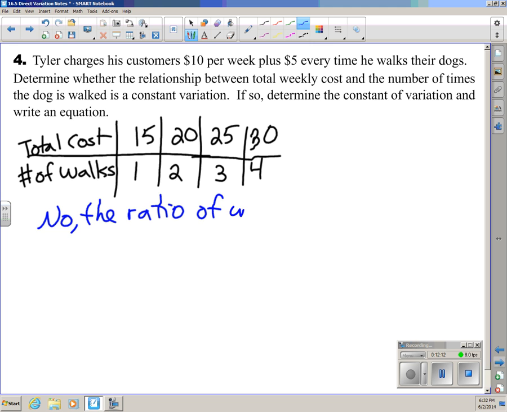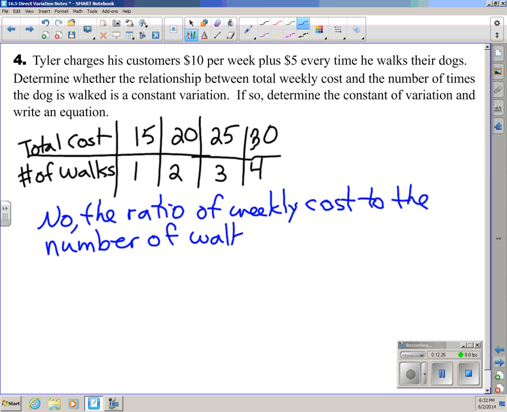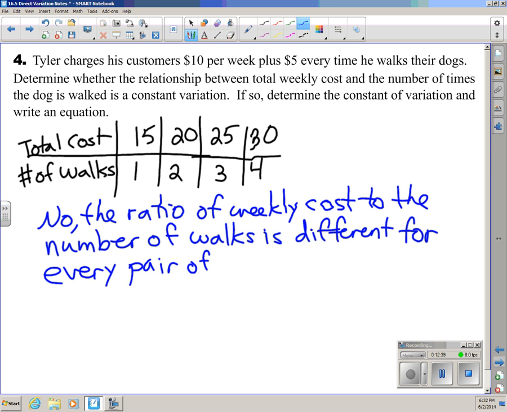The ratio of weekly cost to the number of walks is different for every pair of values. If you divided each pair of values, you would not get the same unit rate, which means you do not have a constant of variation and there is no direct variation.